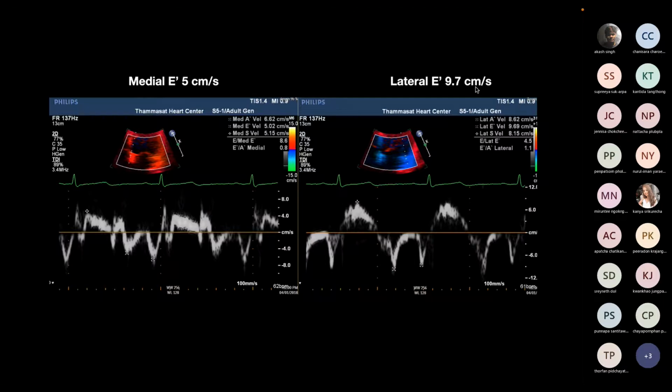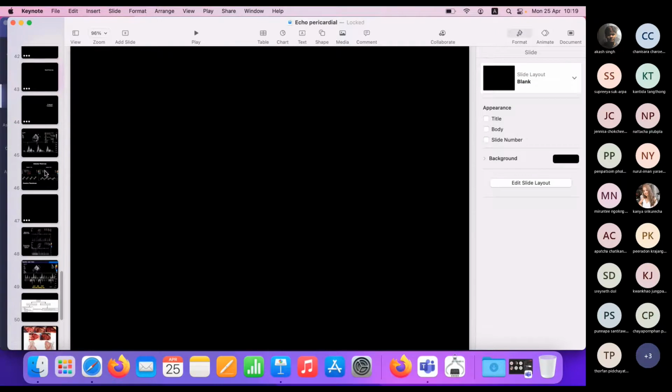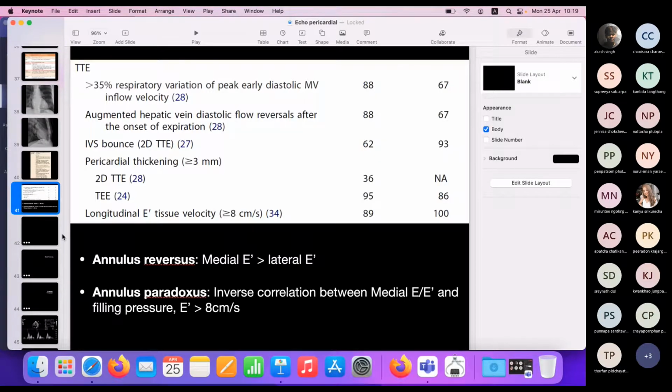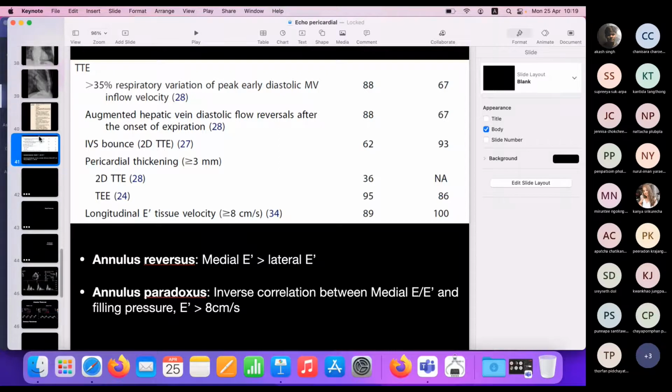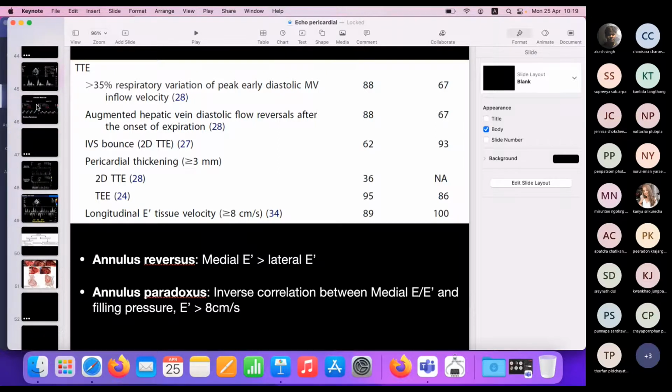If you do it on a normal person, this is what it looks like. The lateral E prime velocity is higher than the medial E prime. And the medial E prime is less than 8, meaning that there's no paradoxus going on anymore. So that's it for the first lecture. It's probably the most complicated one of the day because there are so many diagnostic criteria. But generally, this is what would diagnose constrictive pericarditis: this shot and the TDI shot.